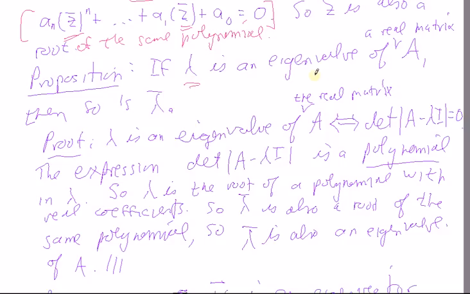Proposition: if lambda is an eigenvalue of our real matrix A, real matrix meaning all the entries in A are real, then the complex conjugate of lambda is also an eigenvalue of the same matrix. Okay, the proof? It's pretty much the same proof that we just did for the previous proposition. Lambda is an eigenvalue of the real matrix A. What does that mean? That means that the determinant of A minus lambda I is equal to 0. That's the defining condition for an eigenvalue.